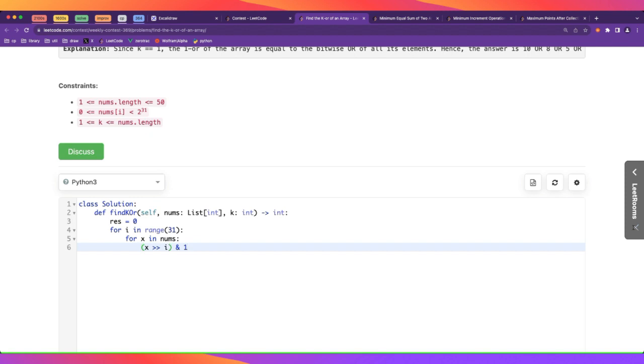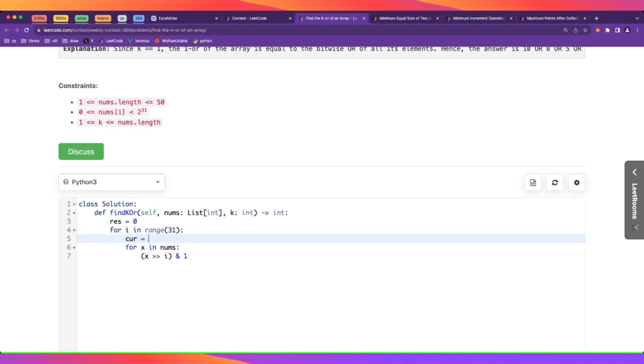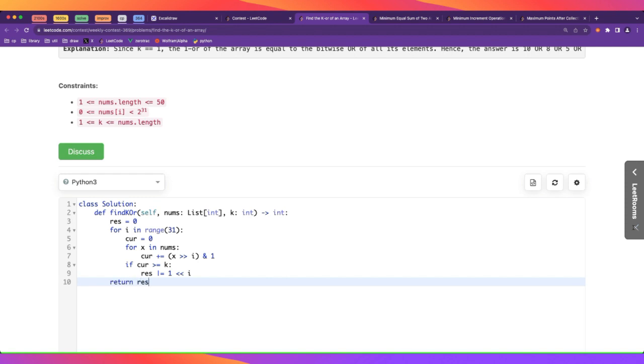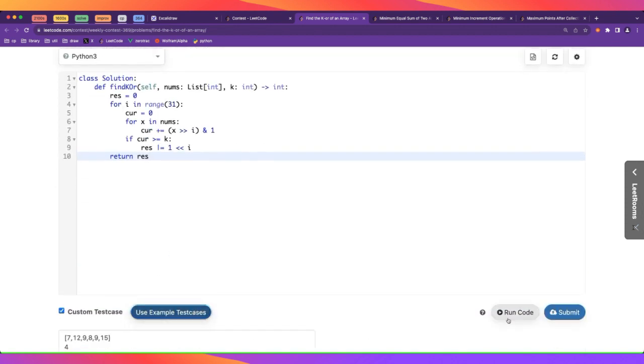So we get this bit, and we're going to add all the bits for this column, and then we check the condition. If it is greater than or equal to k, then we have to add it to the result, and that means that we just OR the ith bit, because in that column we need to set a 1. Okay, so this should work.